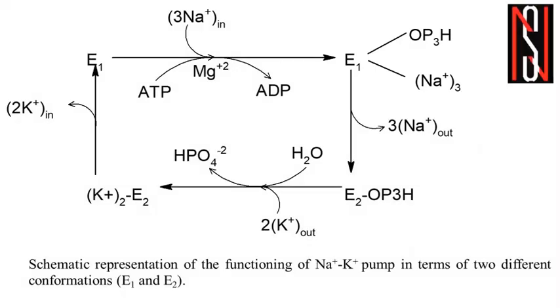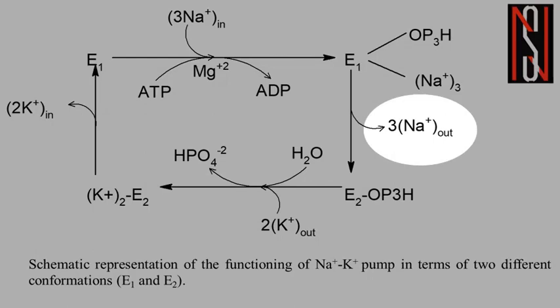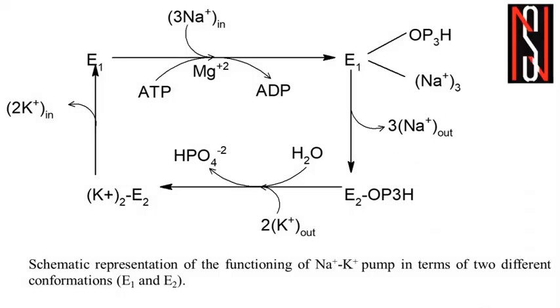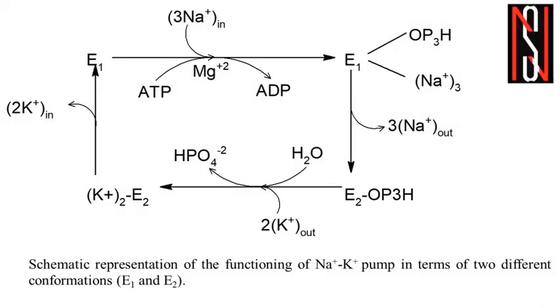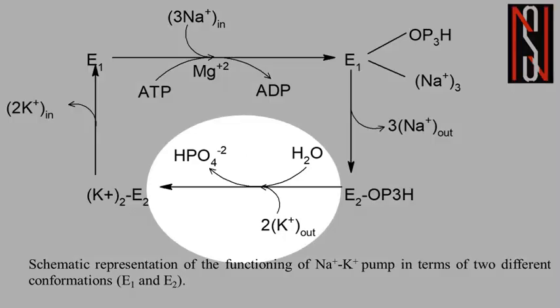After the eversion process, it will release 3 sodium ions. When it releases these 3 sodium ions, the conformational change will happen through this eversion. So I have written here in the next step, E1 is converted to E2, and E2 is only linked with this phosphate group. Now when it is converted into this E2 stage, the potassium ions will try to bind with the alpha subunit.